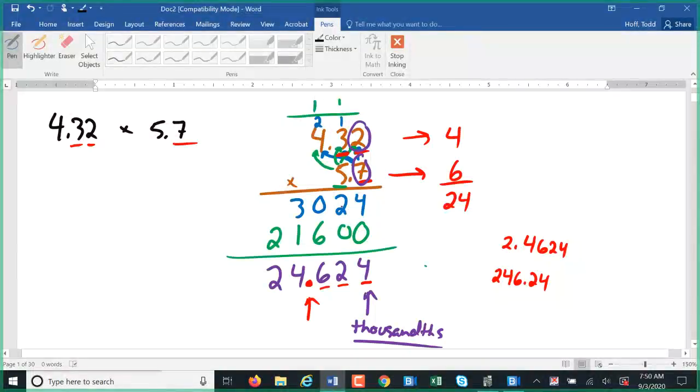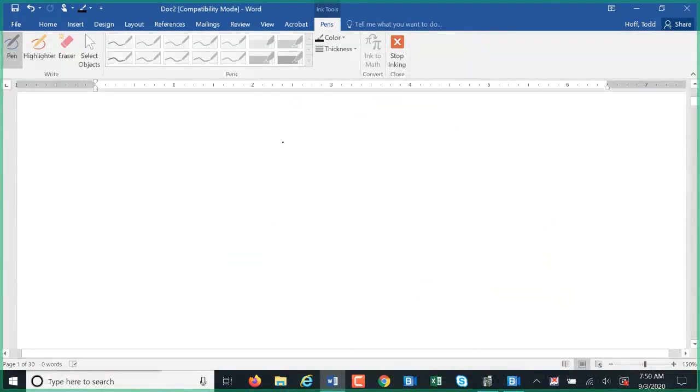Now, one thing to be careful of when we're multiplying with decimals is a problem like this.